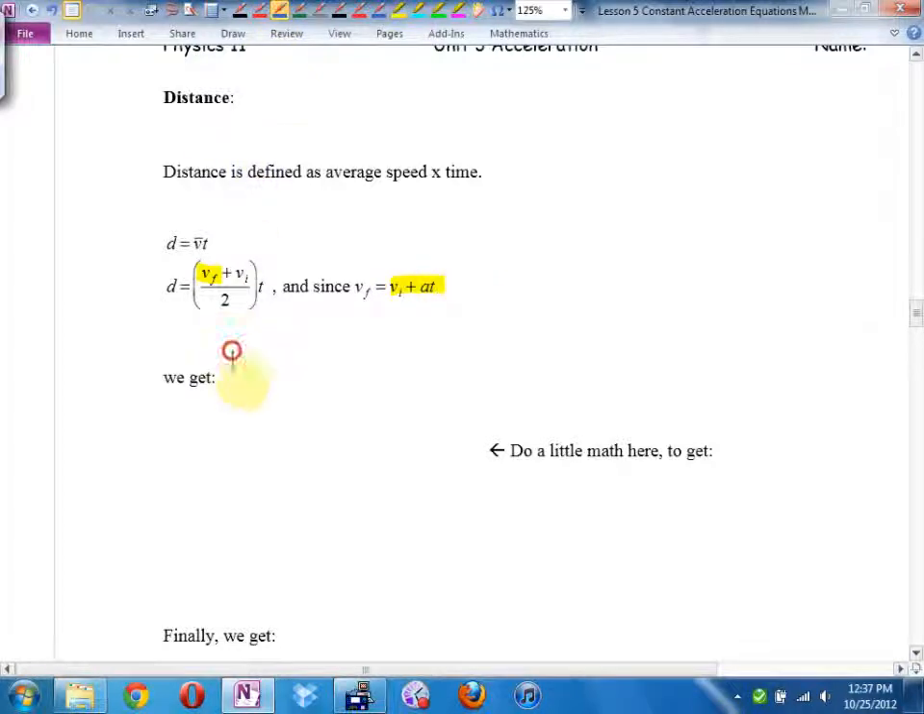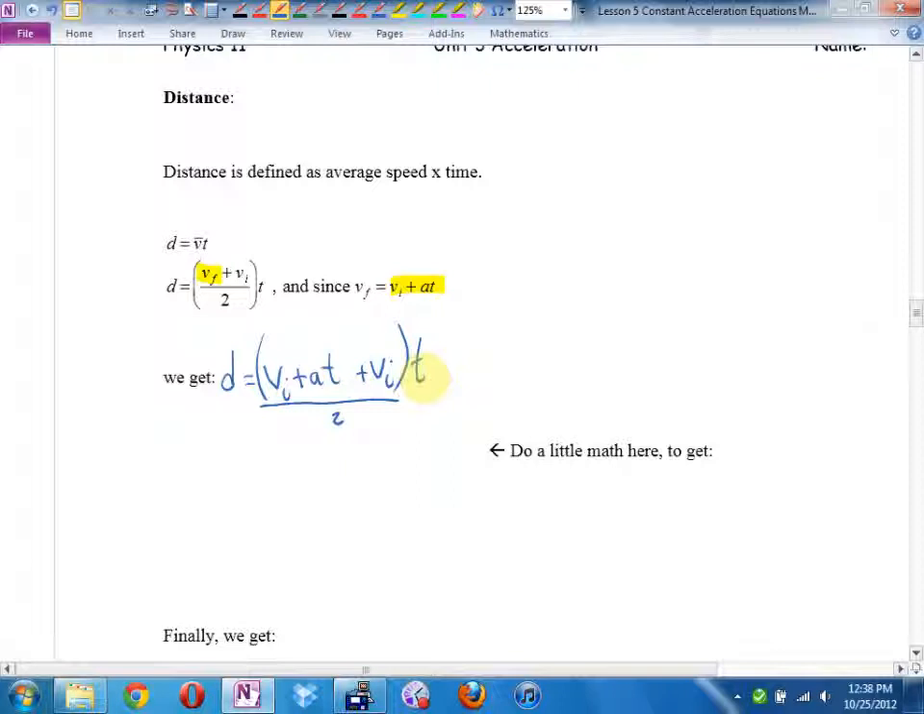I'm going to get this. D equals, instead of VF, I'm going to write VI plus AT, and then there's still a plus another VI. That's all divided by 2 times T. Matt, can you read to me what it says in the brackets, please? VI plus AT plus VI. Did he say VI twice?